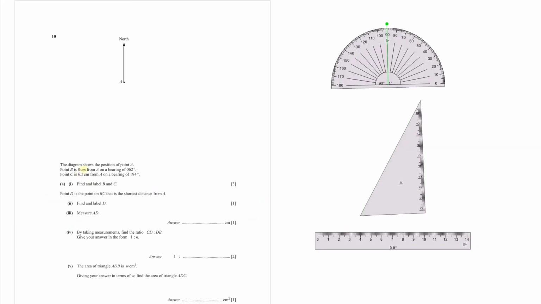Question number 10: the diagram shows the position of point A. Point B is 8 centimeters from A on a bearing of 062, and point C is 6.5 centimeters from A on a bearing of 194. Find and label B and C. So B has a bearing of 062 degrees from A. That means if you start from north of A, you will have to make an angle of 62 degrees, and then the distance of B is 8.